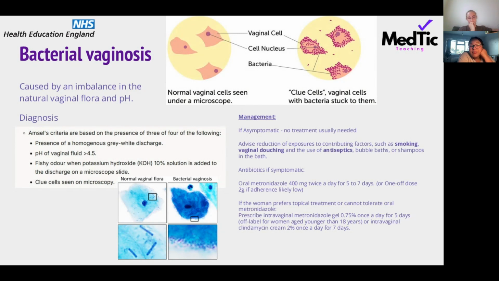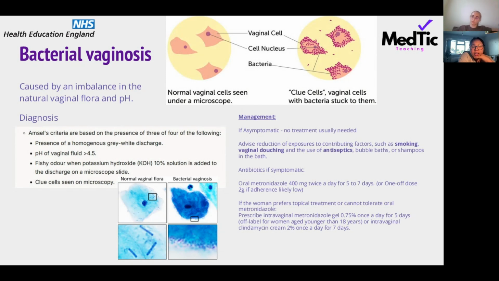So generally this can be diagnosed straight away in the lab. It doesn't need to be sent away for testing. The same for thrush as well. So patients can go in, get swabbed, seen under the microscope, and then they'll get a diagnosis there.